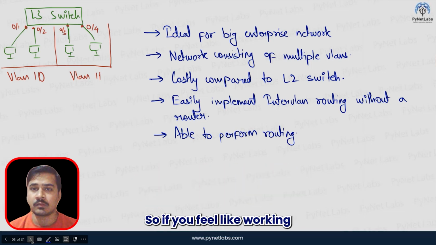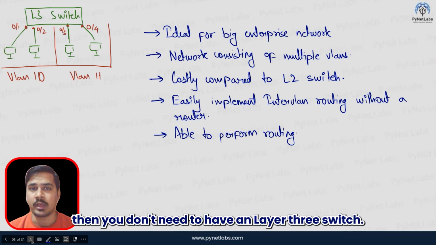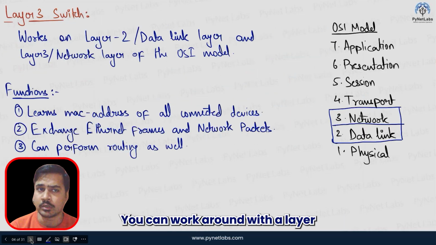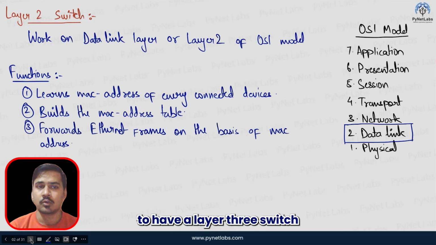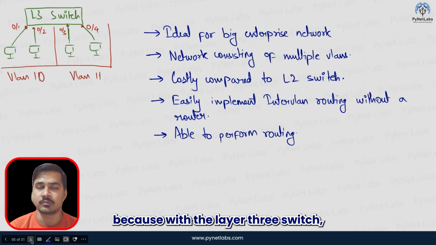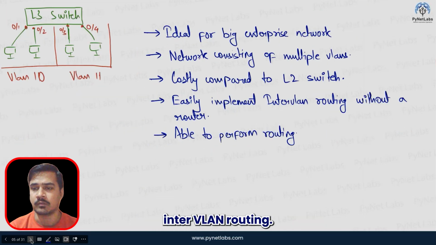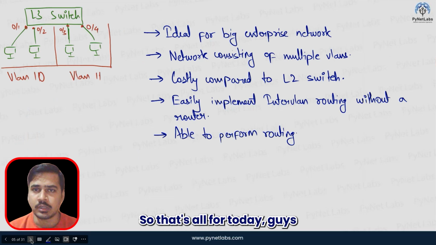If you're working with a small network, then you don't need a layer 3 switch. You can work with a layer 2 switch. But if you are working with a huge enterprise network where you might have multiple VLANs, it is best to have a layer 3 switch, because with the layer 3 switch you are able to do inter-VLAN routing.